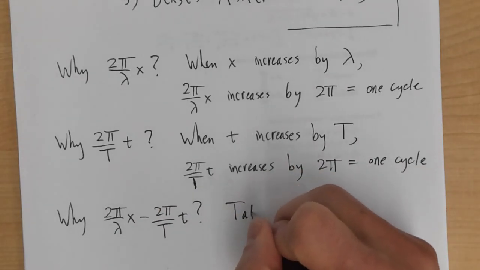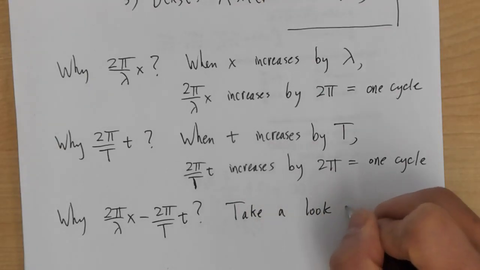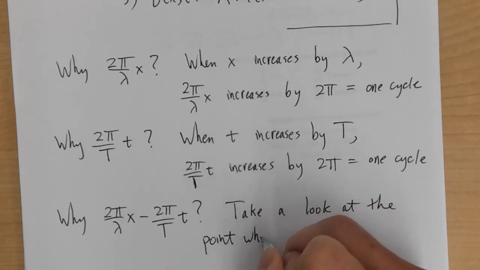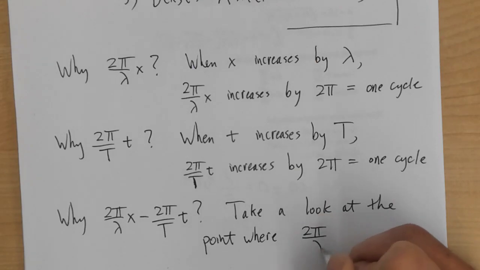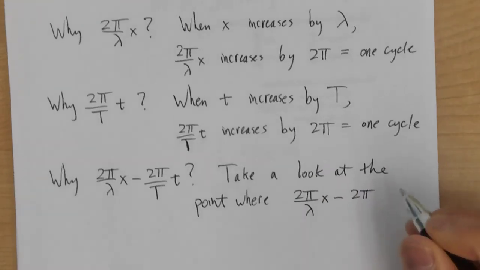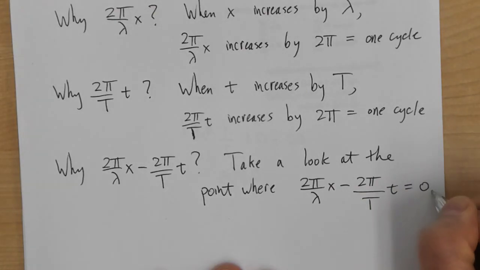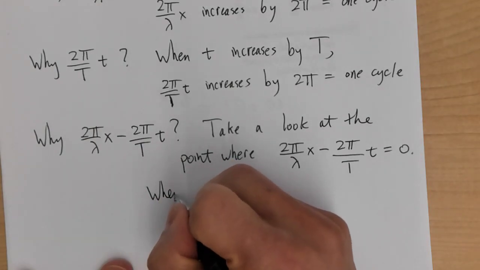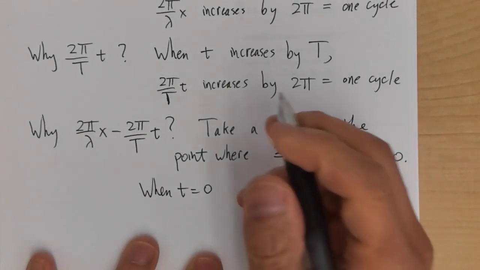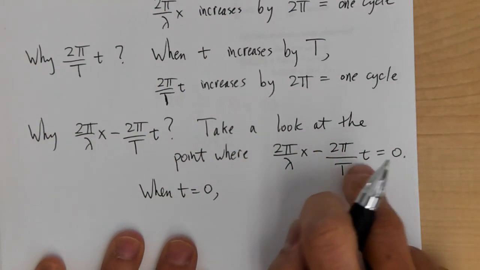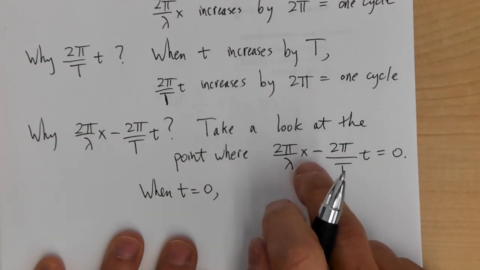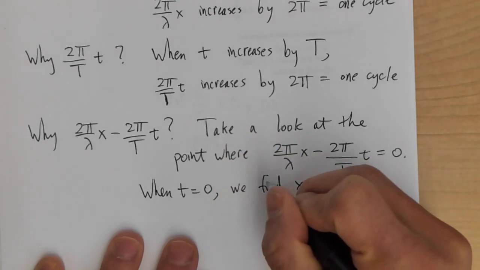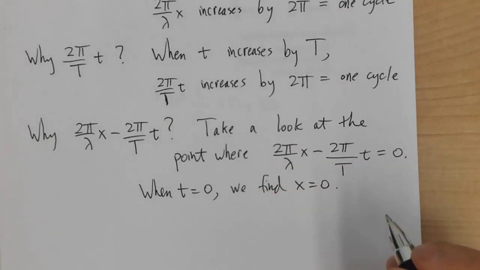So what we'll do is we'll take a look at the point where 2 pi over lambda x minus 2 pi over capital T times t is equal to 0. Let's just focus on that point. Now when t is equal to 0, at the initial time, if we set this equation up and solve for x, we find that x is equal to 0.